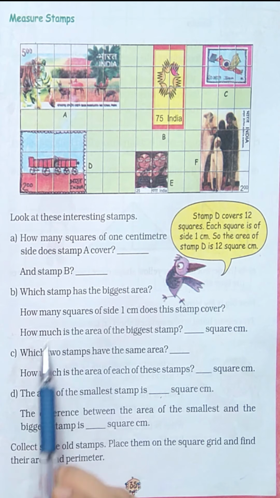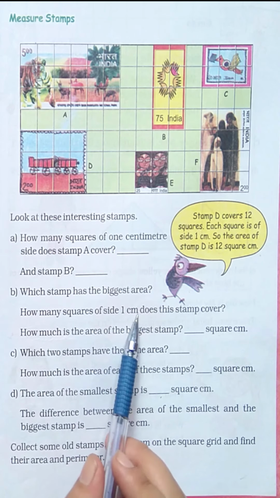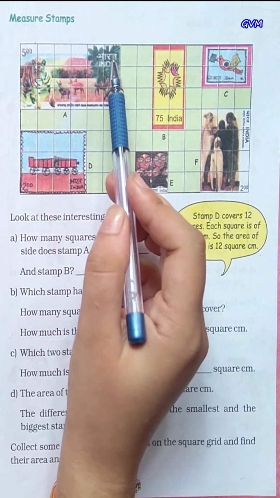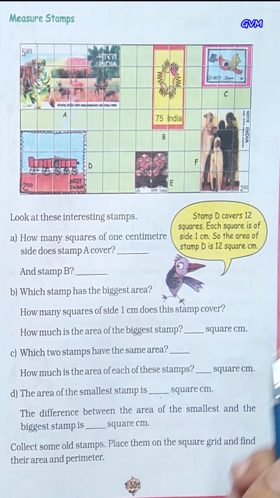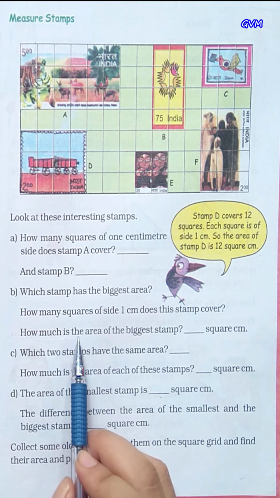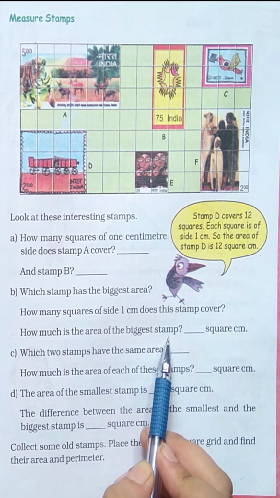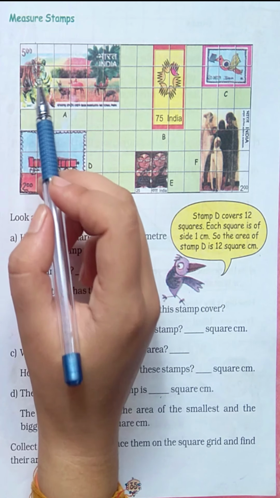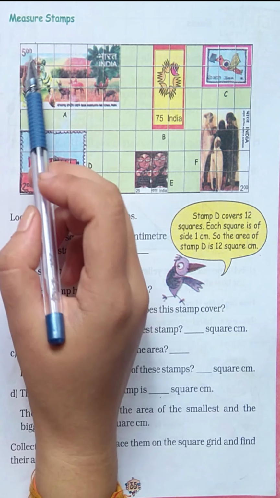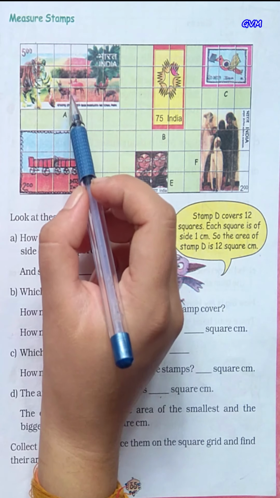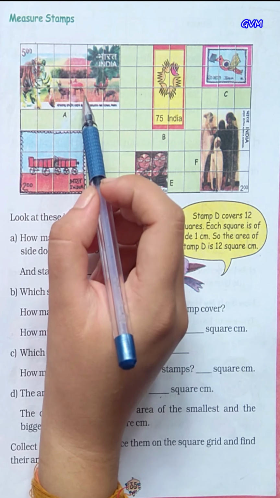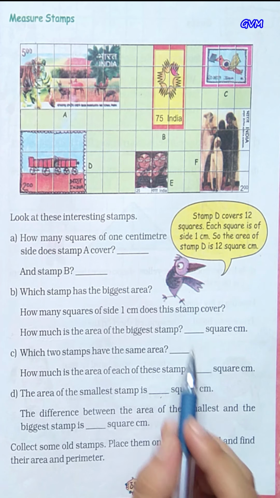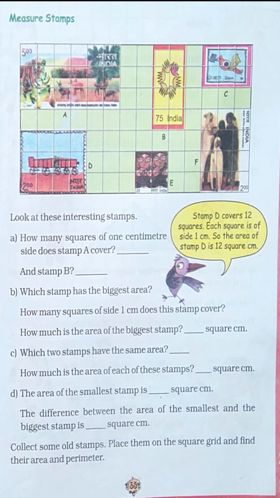Okay. Now how many squares of side 1 centimeter does this stamp cover? तो कितना एरिया कवर कर रहा है? 18 centimeter square. Okay. How much is the area of the biggest stamp? हमें बताना है कि कितना एरिया है biggest stamp का? 18 square centimeter, because it is covering 18 squares in which one square is measuring 1 centimeter. Okay, so that's why this is 18 square centimeter. So you will write 18 in here.